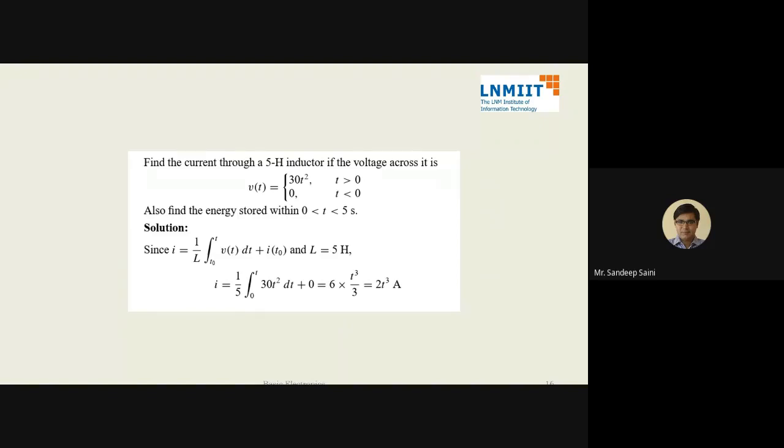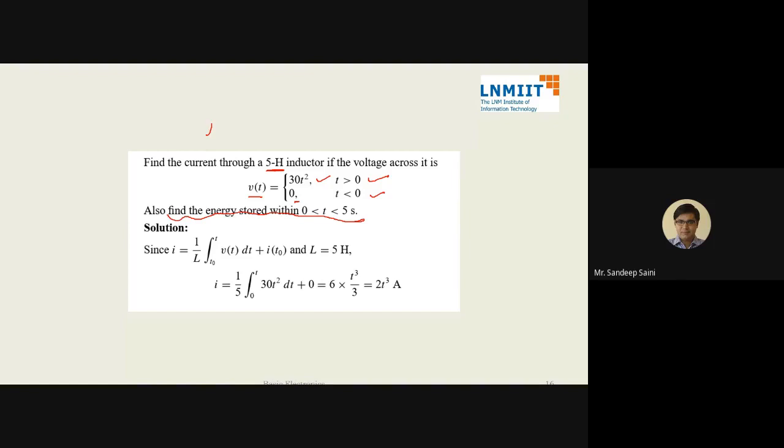I have given that the voltage across a 5 Henry inductor is Vt, and it is 30t square for t greater than 0, and it is 0 for t less than 0. Find the energy stored within this time period.